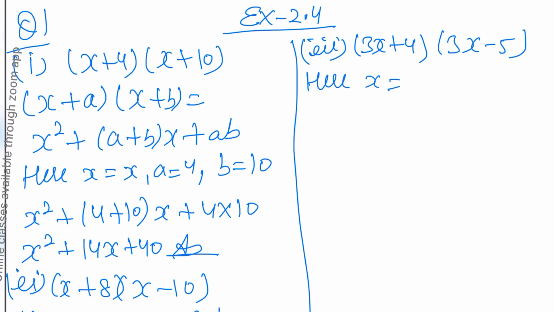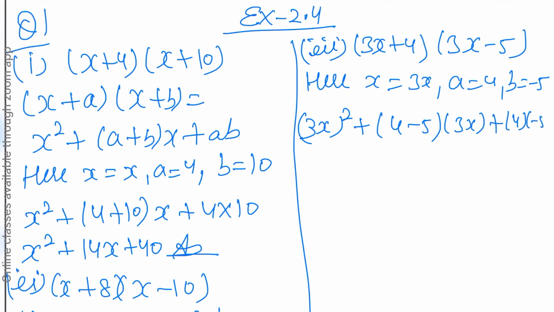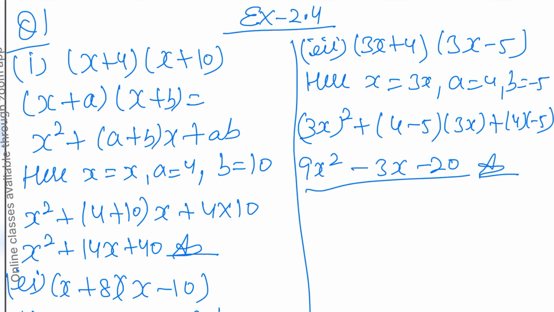So here x becomes 3x, a becomes 4 and b is equal to minus 5. Putting in the identity, 3x square plus (4 minus 5) into 3x plus ab, so it means 4 into minus 5. So 9x square minus 3x, because 4 minus 5 gives you minus 1, and minus 1 multiplied by 3x is minus 3x, and 4 multiplied with minus 5 gives you minus 20. So this is the answer for the third part.